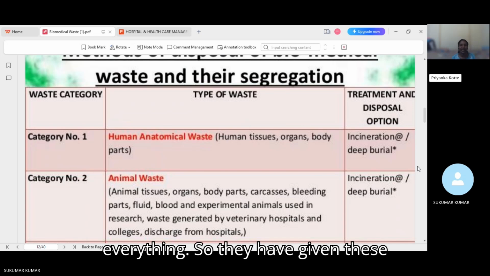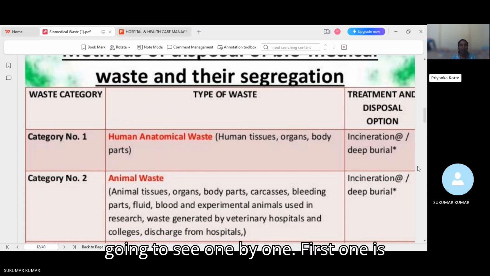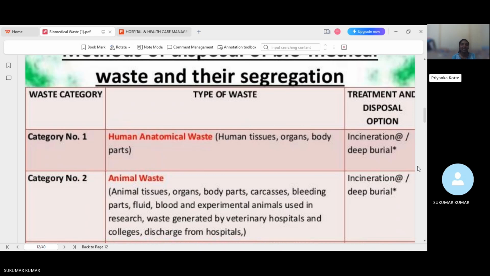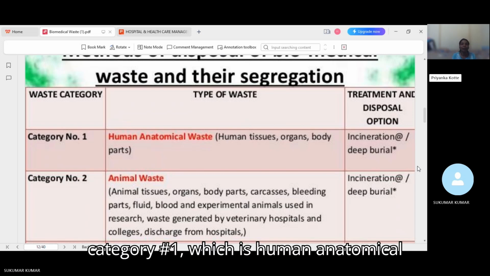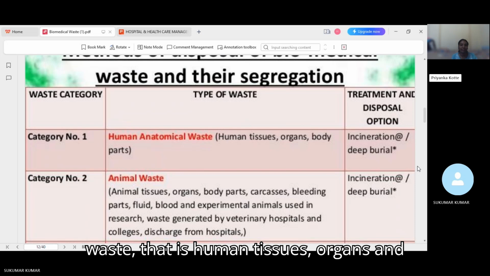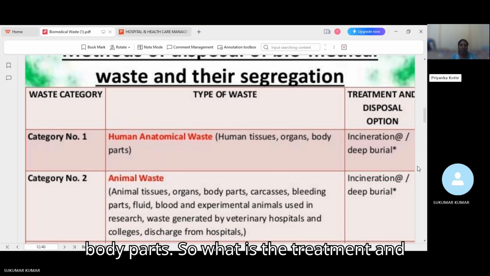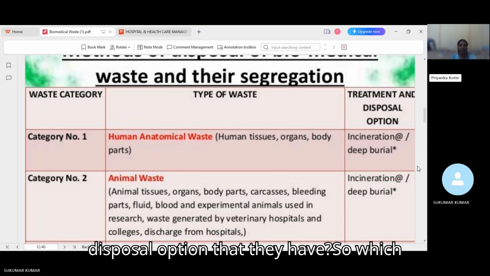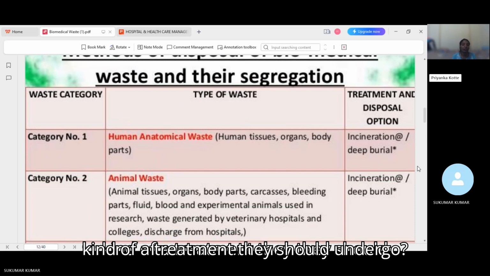So they have given these categories. There are 10 categories. We're going to see one by one. First one is category number 1, which is human anatomical waste, that is human tissues, organs, and body parts. So what is the treatment and disposal option that they have? Which kind of treatment should they undergo?